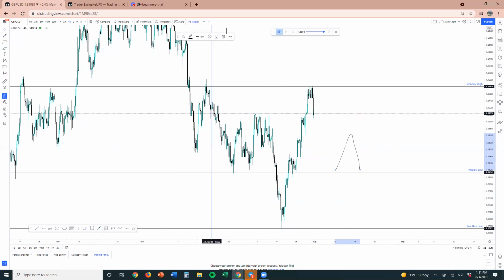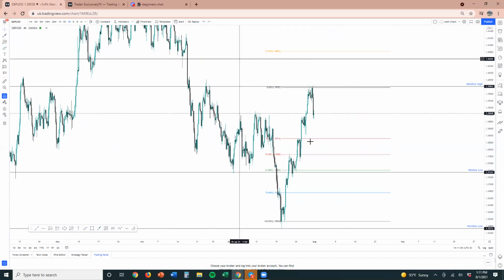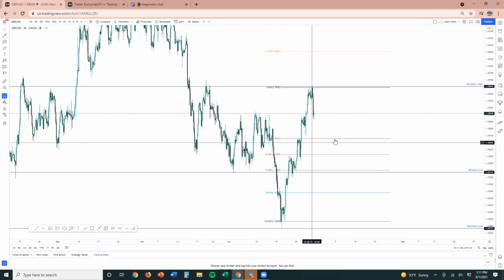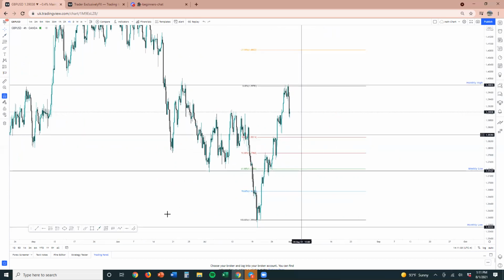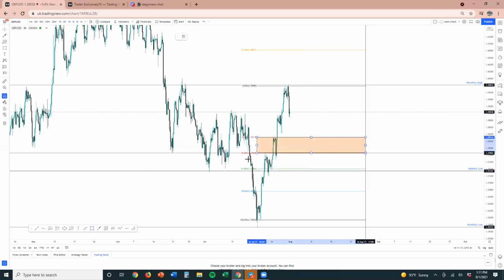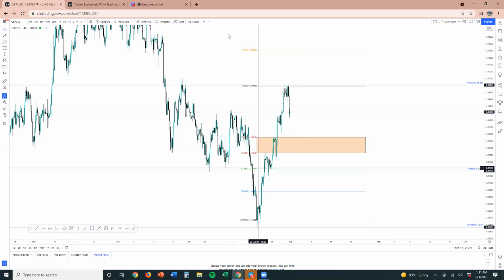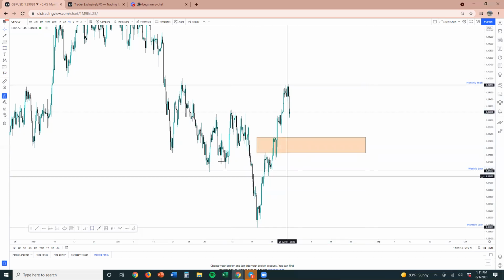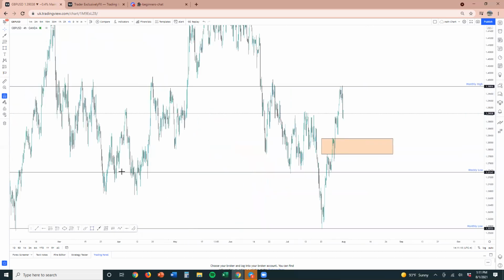I would mostly be looking for it to trade into this 38.2% level and this 50% level, somewhere in between this zone here. Only because, again, if we trade down here, this is a zone that we rejected off of multiple times in the past, and we had this consolidation in.